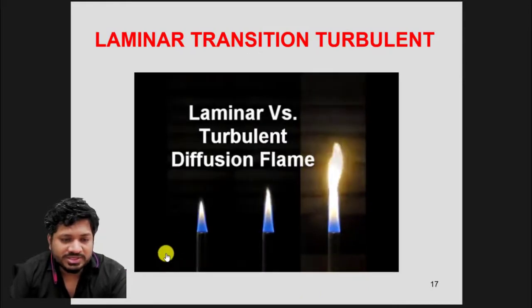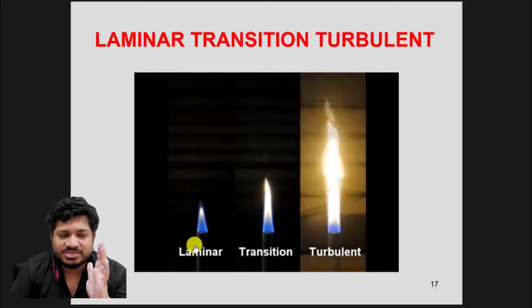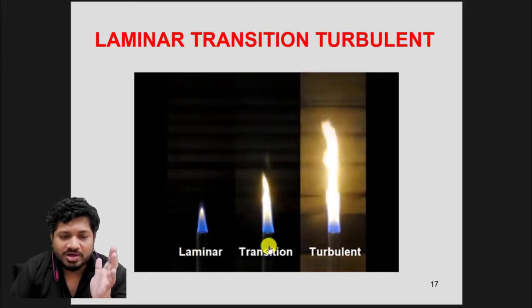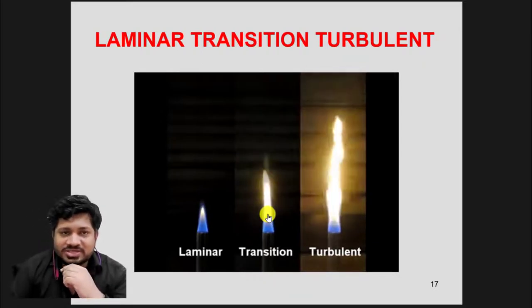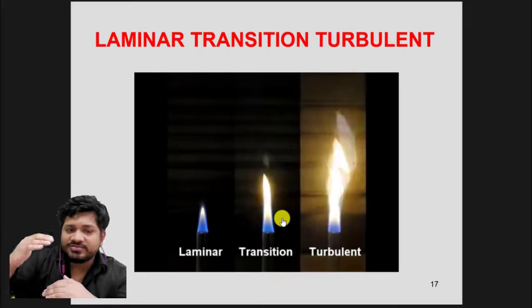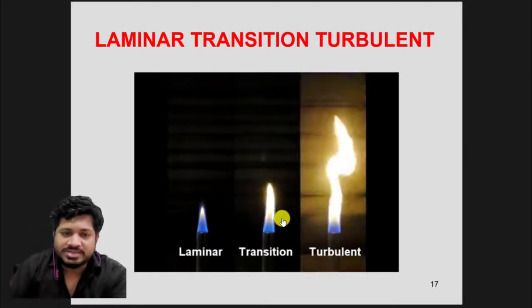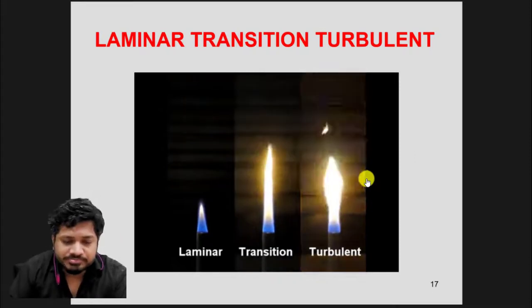If you see in this animation, you can see that the candle flame is very stable and uniform. This is an example of laminar flow. However, if it is stable but starts to become wavy, then it becomes transitional. Transitional flow is an intermediate flow between laminar and turbulent. And then you can see the turbulent, how wavy it is, how irregular it is.